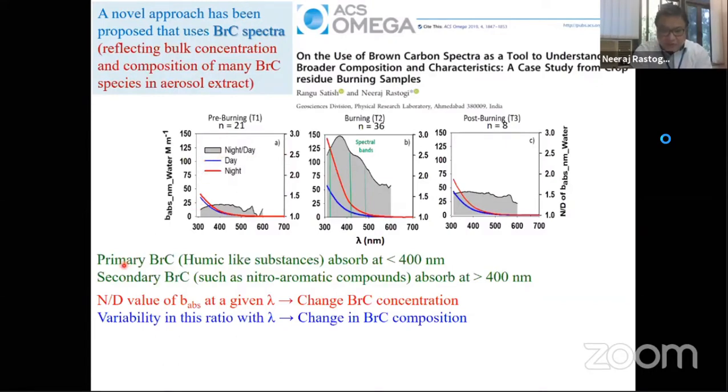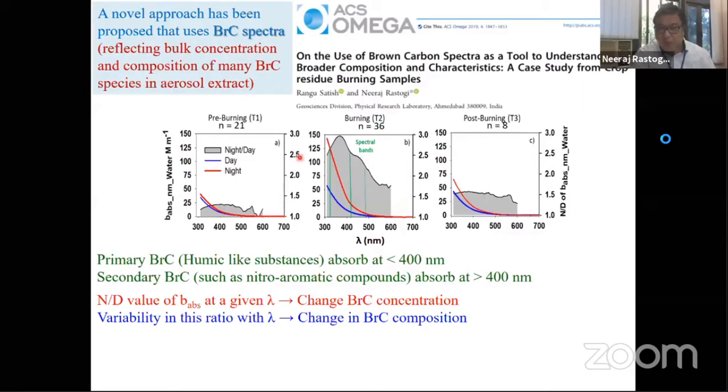So what is the concept here? Primary BRC, for example humic-like substances, absorbs at less than 400 nanometer. We have talked about that. And secondary BRC, like nitroaromatics, absorbs at more than 400 nanometer. What you learn from here is that the night by day value of absorbance at a given wavelength, for example say 400, if you take the ratio of night by day, you can calculate the change in BRC concentration from day to night. This is on the right. So about 1.3 means night time concentration was about 1.3 times higher.